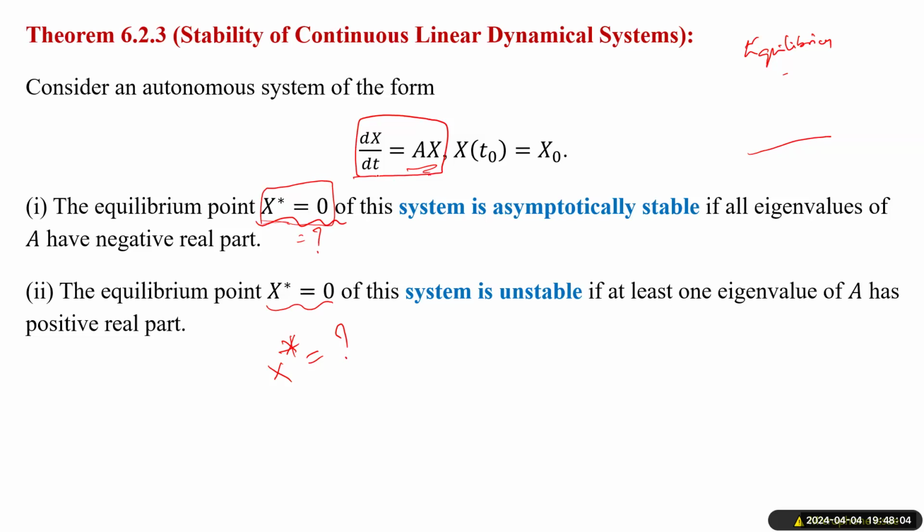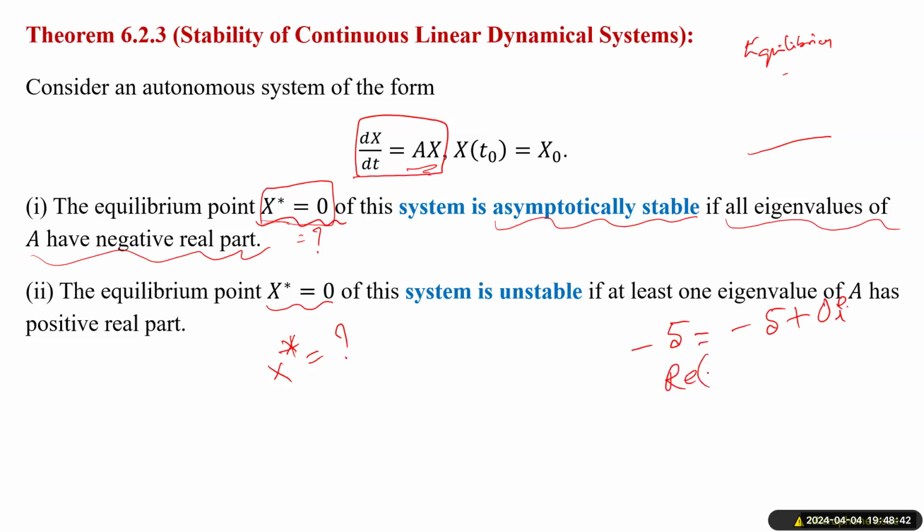So that's why the theorem tells us the zero equilibrium point of the system is asymptotically stable. What is the condition? If all eigenvalues have negative real parts, either complex or real. I told you yesterday, real numbers can also be written as complex numbers. For example, previously, I can write -5 as -5 plus 0i. So what is the real part of this number?